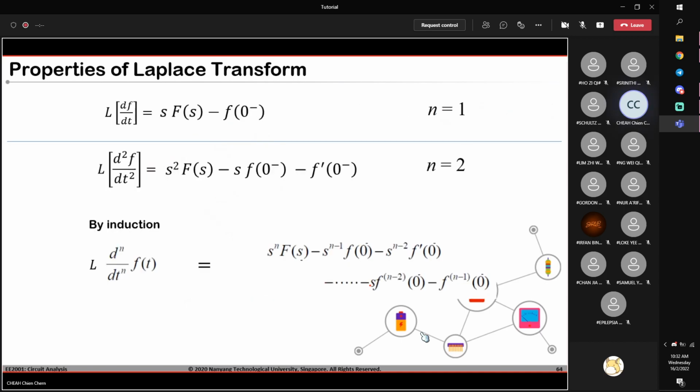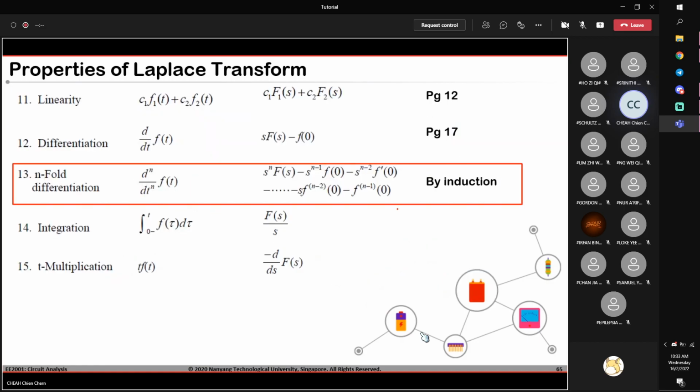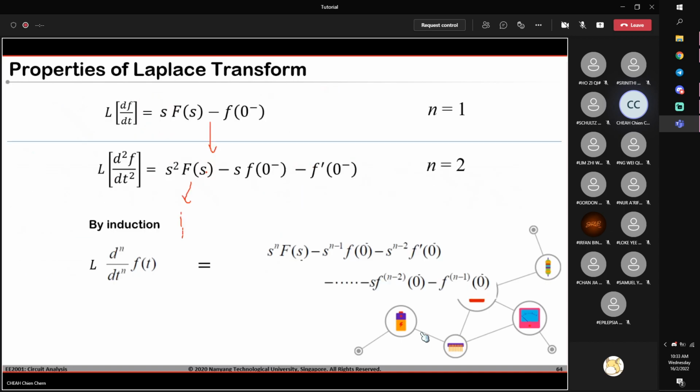Fortunately, this you need not remember. It can be obtained from the table, but the table gives you a more general one, which is obtained by induction. That means this gives you this. If you keep doing this, by induction, you can get this general one. I'll just go through how you use this general one, which is available in your table as well. Whether it is lecture notes or exam, this table will be available. For d squared f over dt squared, you put n equal to 2. Just put n equal to 2 into here.